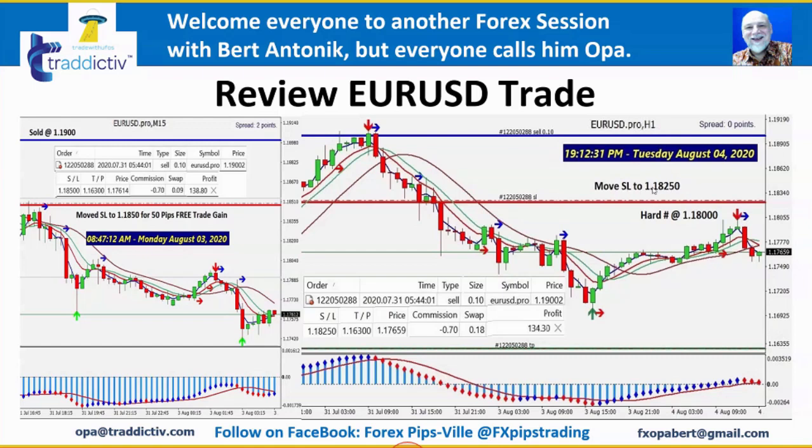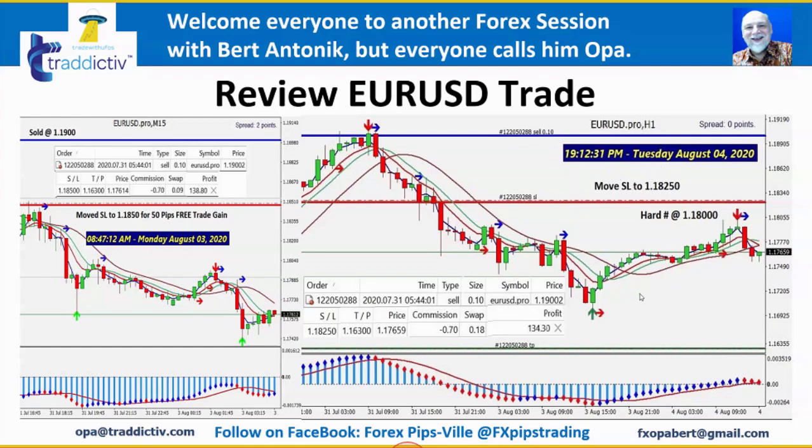So I moved the stop loss to 1.1825. Again, these are all hard numbers. I'm playing the hard number game here. So now I've locked in 75 pips. Okay. The last time I moved it, it was 1.1850, and now it's down to 25. And price has ticked on to the hard number 1.800, and it looks like it might want to roll down a little bit more. Okay, so that was Tuesday night.